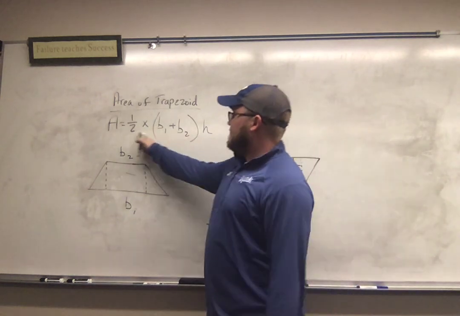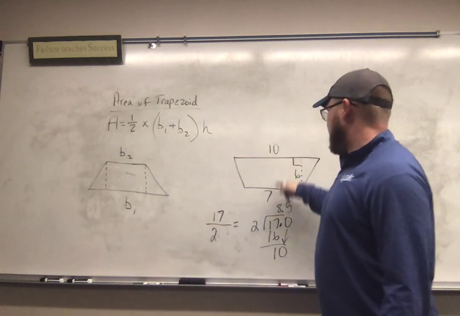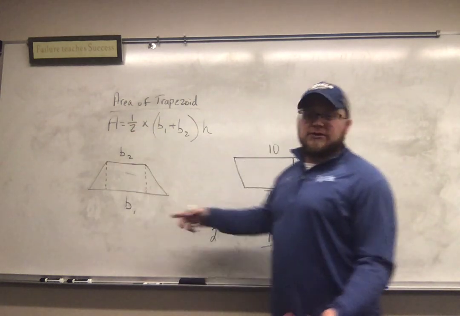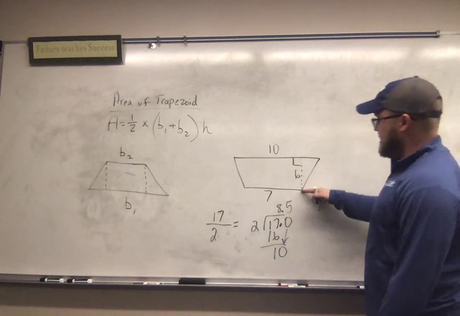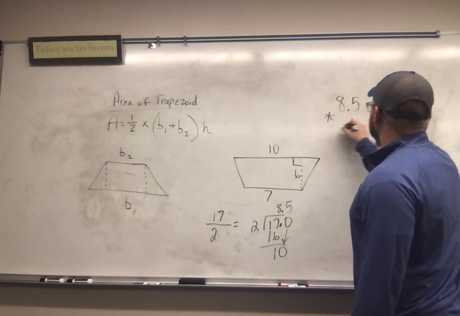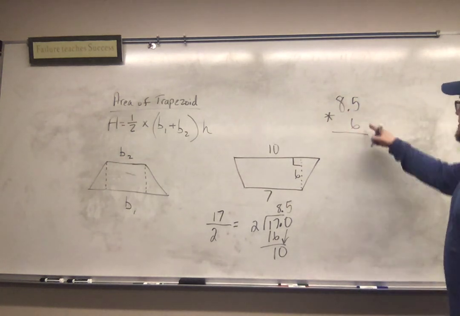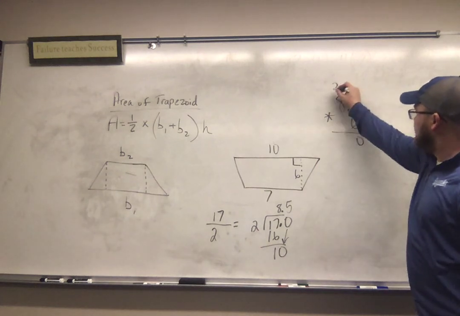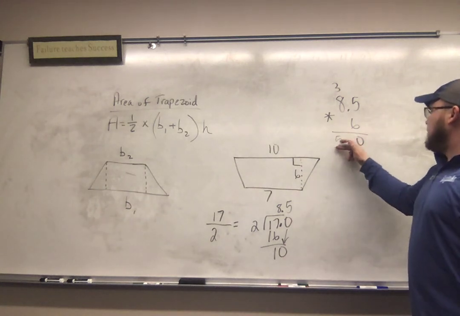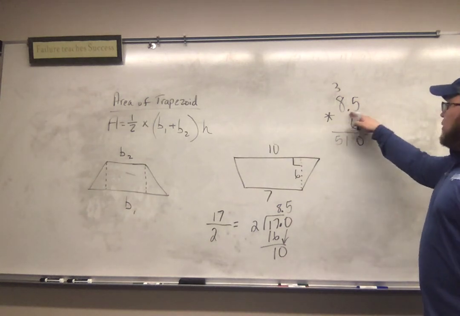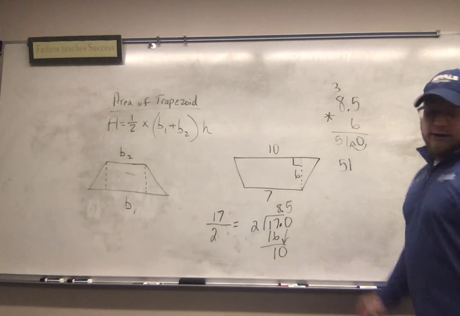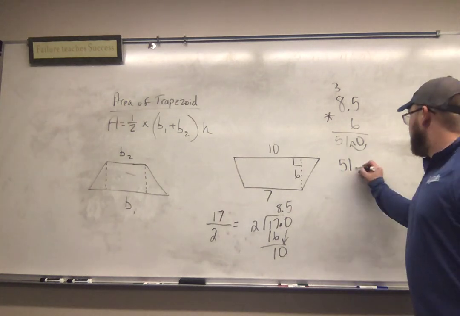Now, we need to take 8.5. We've done this. We added the bases, 10 and 7, got 17. We times it by 1/2. We actually divided by 2. It's the same thing. We got 8.5. Now we need to take 8.5 times 6, which is the height. So we end up doing 6 times 5, which is 30, and 6 times 8, which is 48 plus 3, which is 51. Don't forget you have 1 decimal here, so move it once. 51 centimeters squared is the final answer.